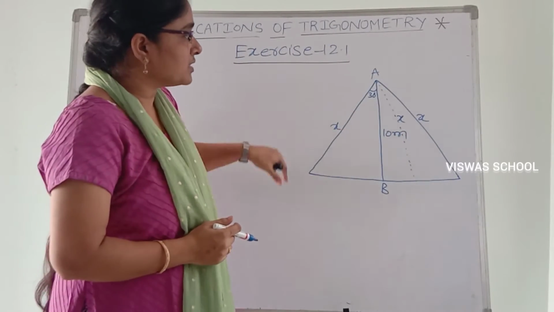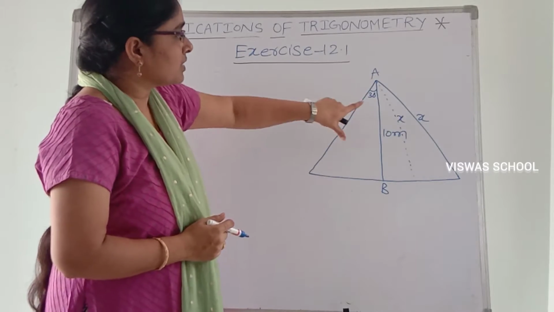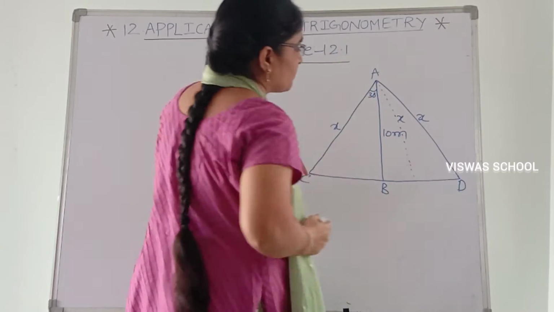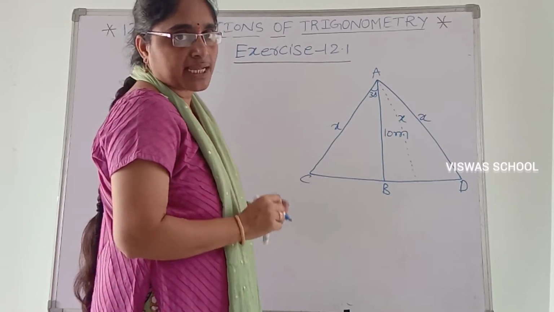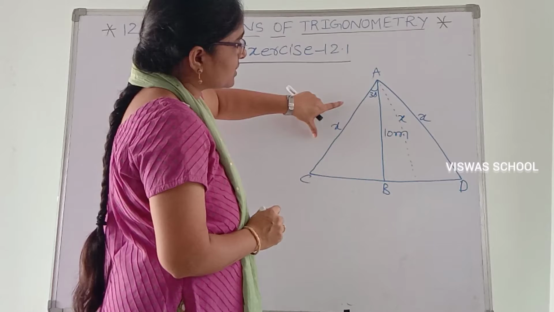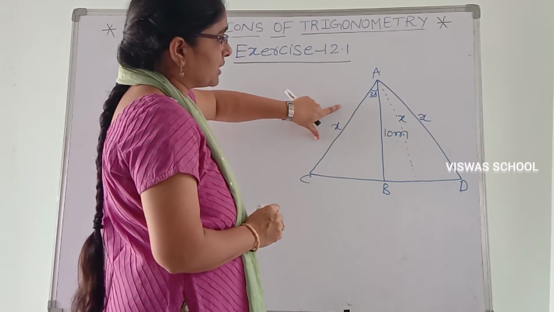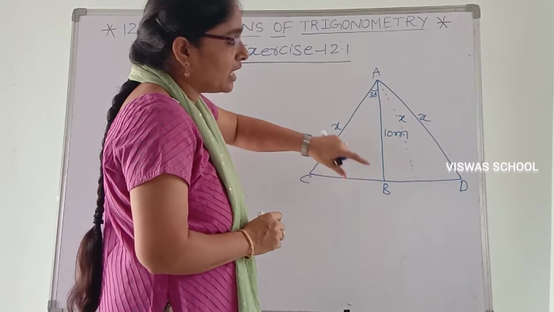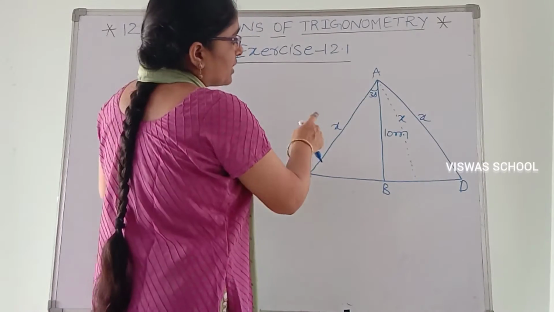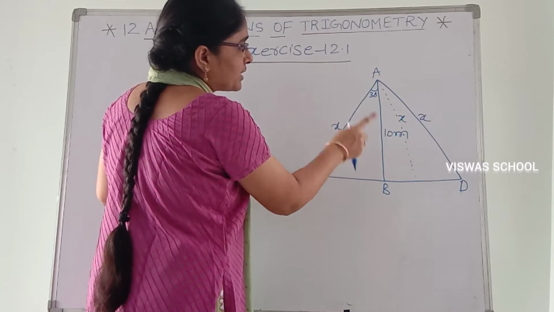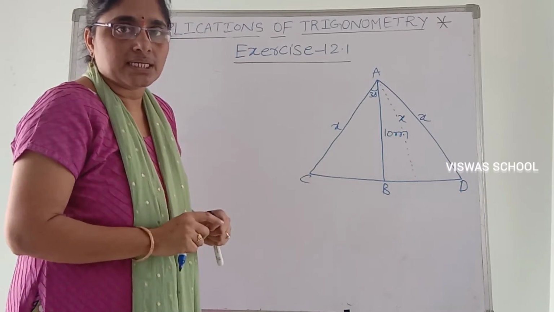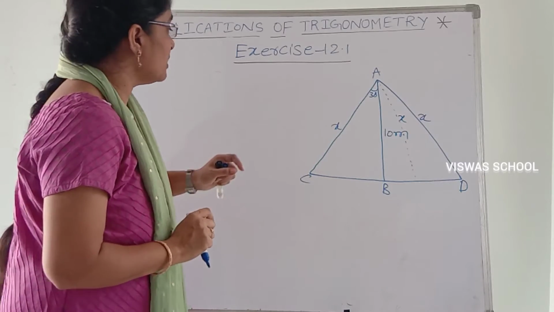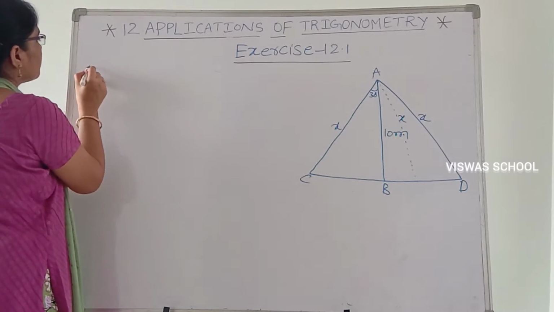If you observe this diagram, I am taking this as C and this as D. ABC is a right angle triangle. This is the hypotenuse. Now with this angle, this is the adjacent side and this is the opposite side. Related to this hypotenuse and this adjacent, what is the trigonometric ratio? That is cos.